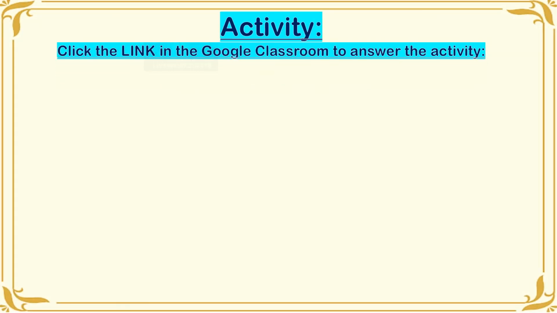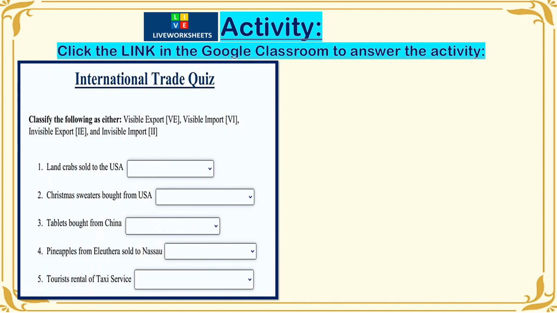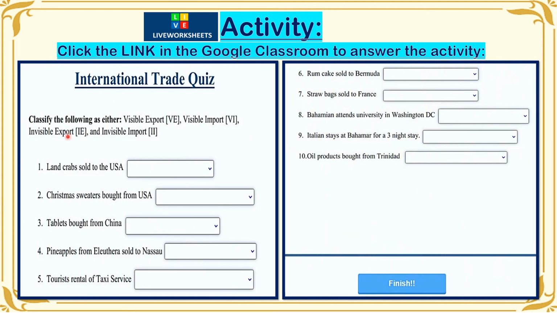Now, class, for your activity, which is of course a live worksheet, I will post the link in Google Classroom. It is an international trade quiz. Classify the following as either visible export, visible import, invisible export, or invisible import. You just have to press the down key in here and choose the correct answer. Click finish and click check my answer. Screenshot your scores and upload them in the social studies album in your class line group. Good luck everyone!